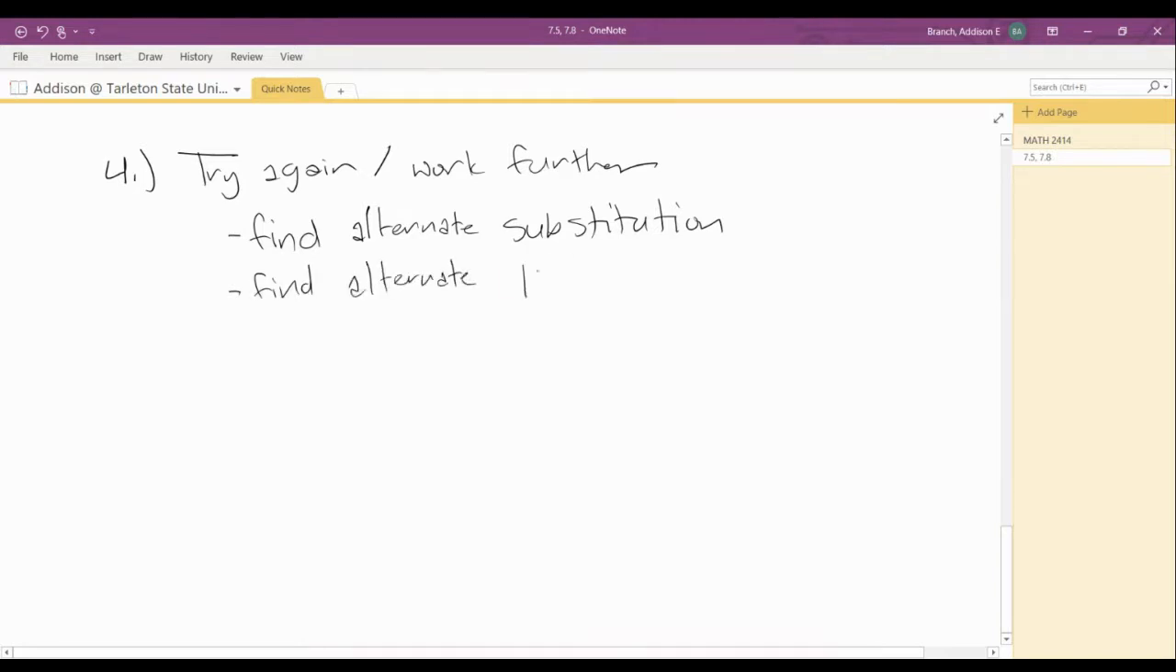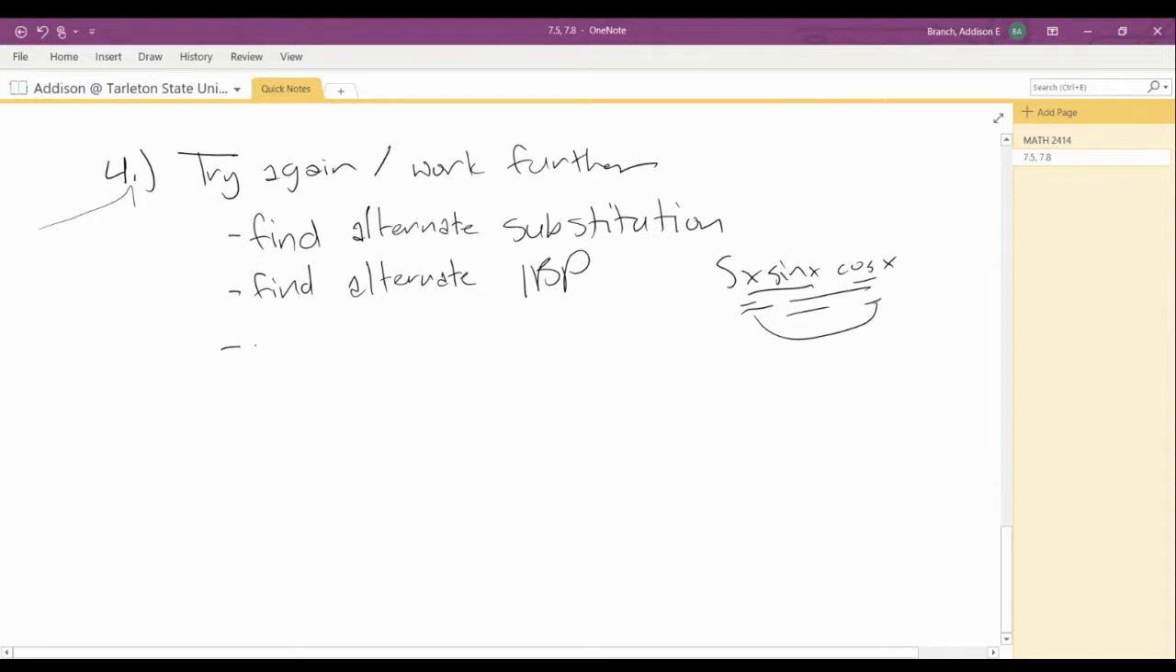You can find an alternate integration by parts. So for that, let's say you have three different functions, you can try combining them. Let's say you have something along the lines of x, sine of x, cosine of x. You may have to rearrange those and try different groupings. You could group these two, or these two, or these two. You may have to play with it and see what will get you the answer.